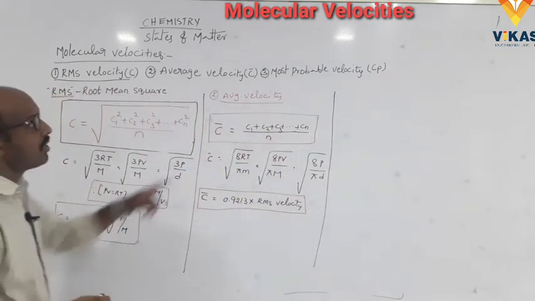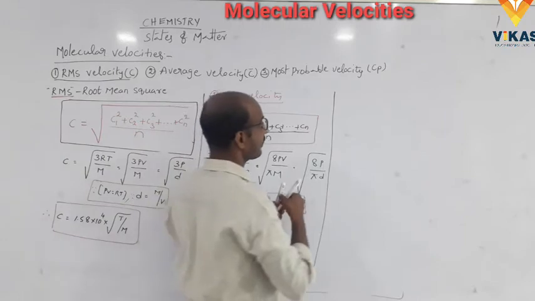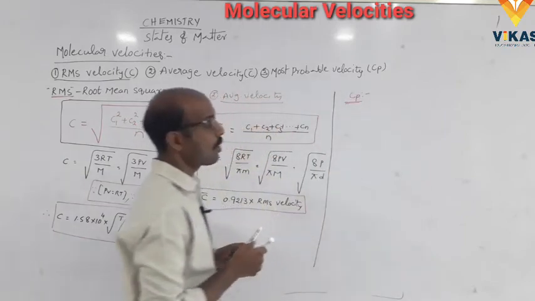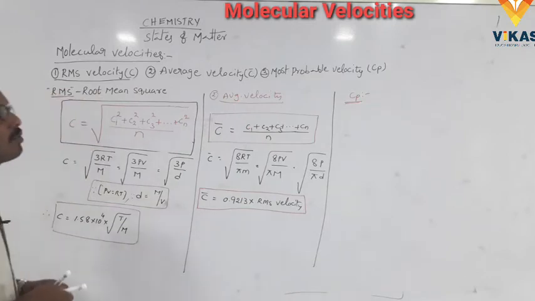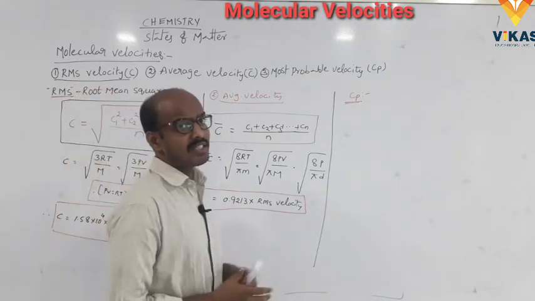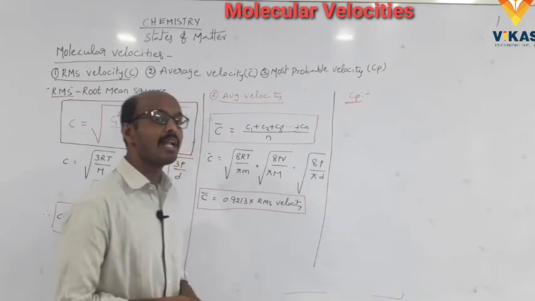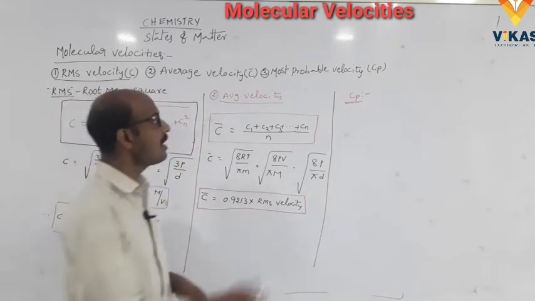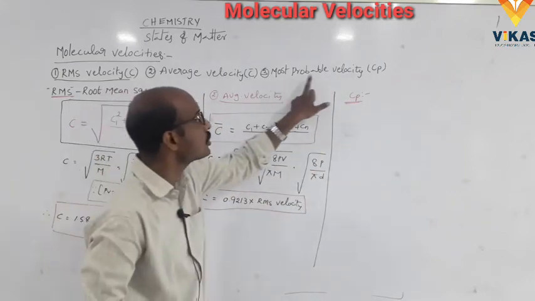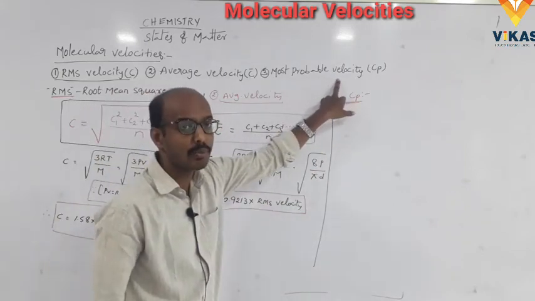So what is the next one? Most probable speed, Cp. What is the meaning of most probable velocity? It is the velocity possessed by the maximum number of molecules. So that is called most probable velocity.